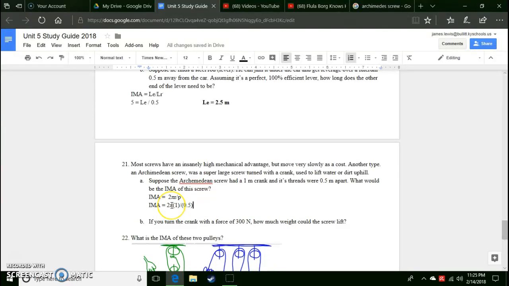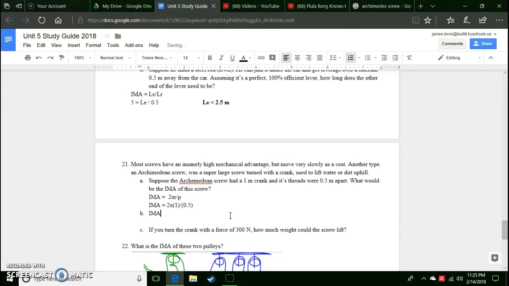So 2 pi is 6.28. Multiplied by 1 is 6.28. And then divided by a half is the same thing as multiplying by 2. So the IMA of this screw is going to be 2 pi effectively times 2, which is 4 pi. So 4 pi, let's just simplify it to 3.14 times 4. And my calculator says that 3.14 times 4 equals 12.56. I should have been able to do it in my head, but I am not on the ball this evening. So 12.56, IMA, there you go.